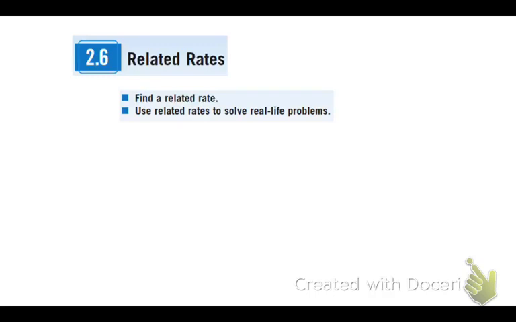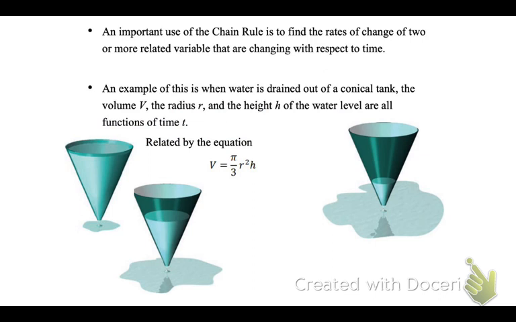Okay, 2.6 related rates. So why are we doing this? Well, let's solve some real life problems and see why we're doing derivatives. Derivatives are the instantaneous rate of change. And so when things change in the real world, it is changing instantly.